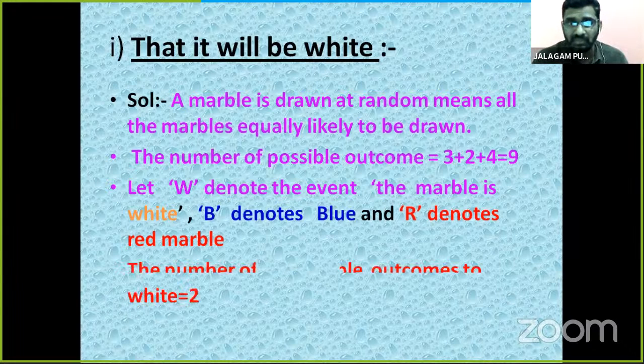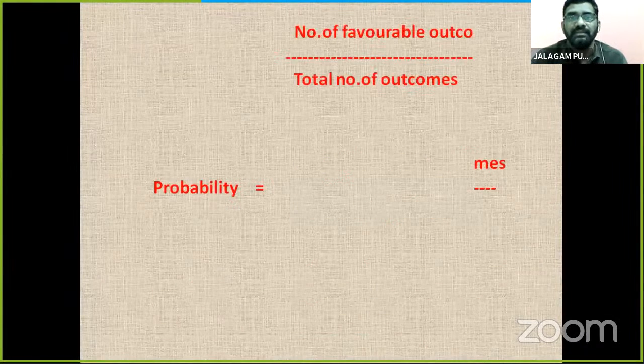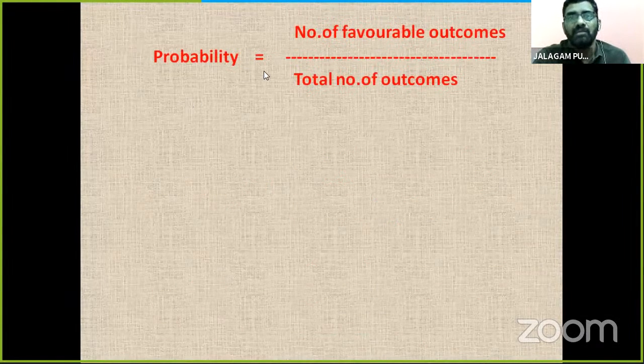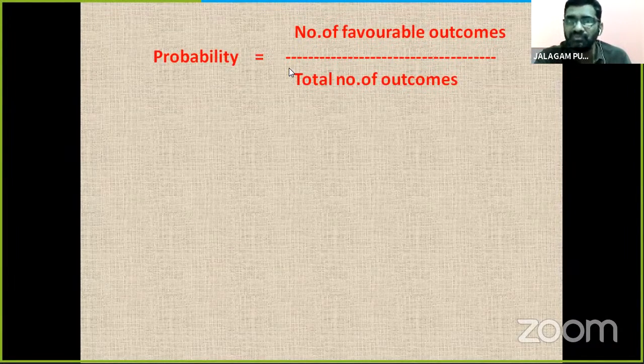And next, the number of favorable outcomes to white is already given in the problem. The white marbles, how many? Only 2. White marbles are 2. That's why the favorable outcomes are 2. Now, our formula: probability is equal to the number of favorable outcomes divided by the total number of outcomes. This is the probability formula.